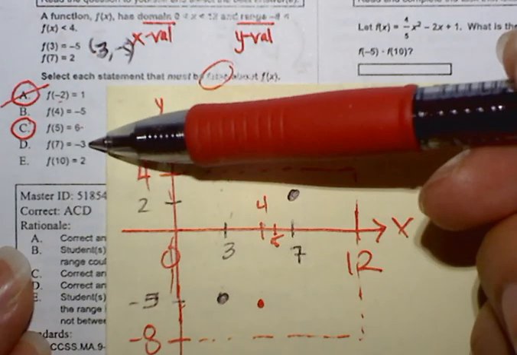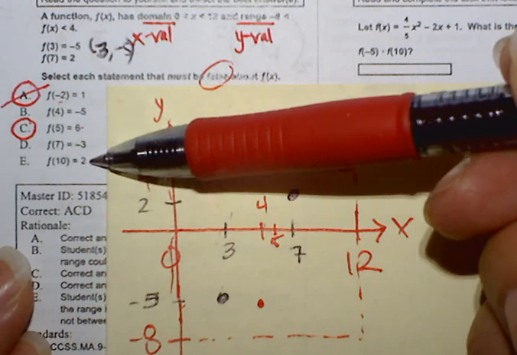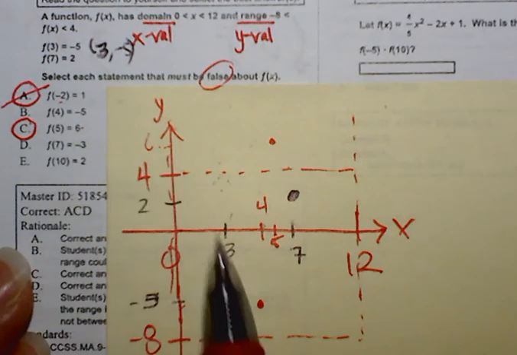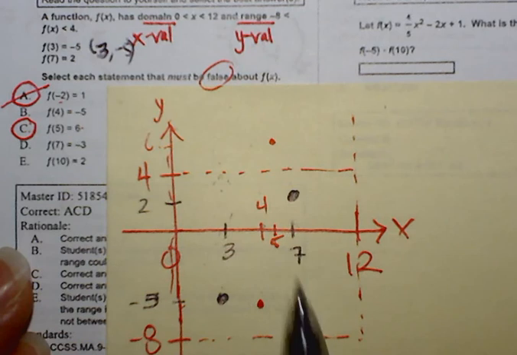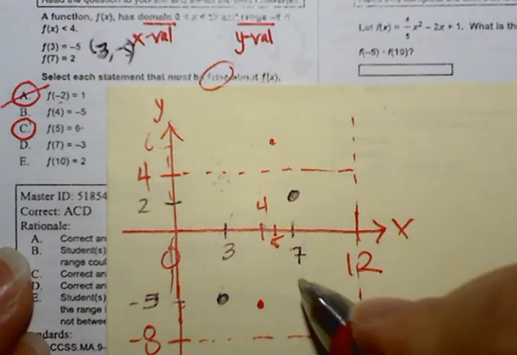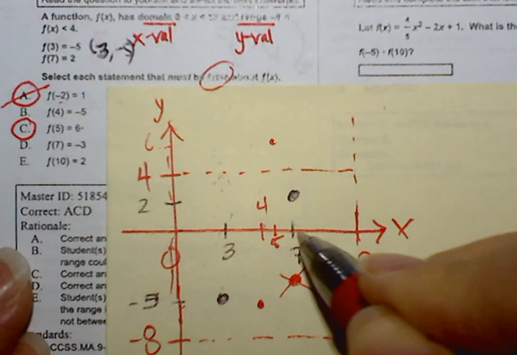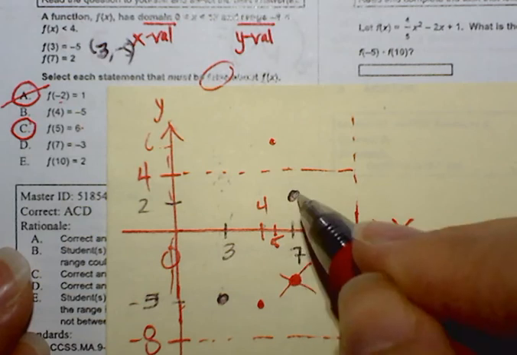If I input 7, can I get -3? No, I cannot. Why not? Because 7 already has an output, which is 2. If I input 7 in the vending machine, will it give me 2 and -3? No, and it would not pass the vertical line test, so that cannot be.